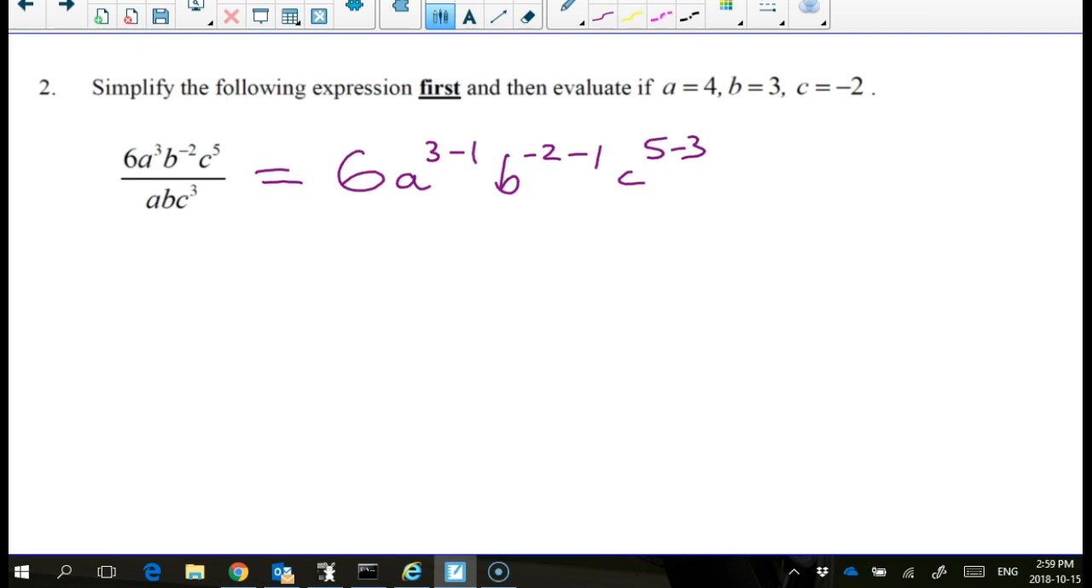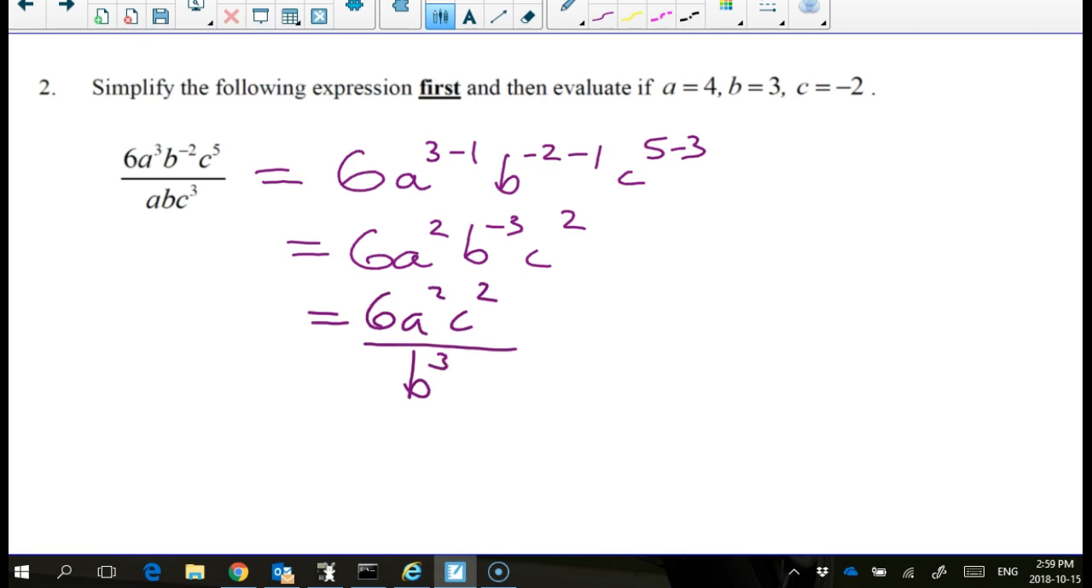We're now going to simplify these. So 6a squared, b to the negative 3, c squared. Then we're going to go with positive exponents only, especially because we're going to evaluate, right? And 3 to the negative 3 is meaningless. You can't multiply 3 by itself negative 3 times. So remember, when we're simplifying, the first thing we do with negative exponents is turn them positive, so that you can do something with it.